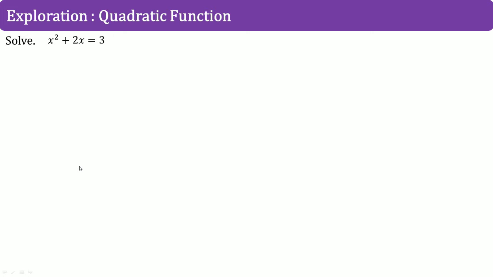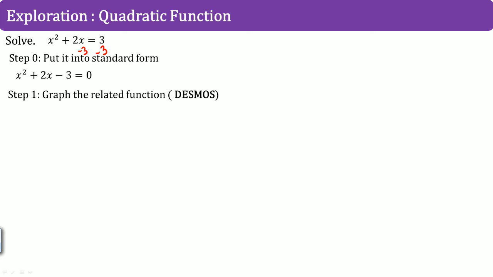We'll start this off with an exploration of the quadratic function in the prior units. A prior unit question would be solve x squared plus 2x equals 3. Step 0 was to always put it into standard form. That will include us subtracting 3 from both sides, getting us x squared plus 2x minus 3 equals 0. Step 1 is to graph the related function, and we said that would be f of x equals x squared plus 2x minus 3.